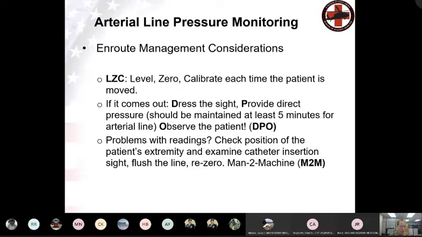That presents an interesting conversation. Dr. Seidel, can you tell me a little bit about how you handled this in any of the transports that you've done previously? I'm sorry, can you repeat the question? When we talk about level zeroing and calibrating our pressure lines each time the patient is moved, how did you manage that?